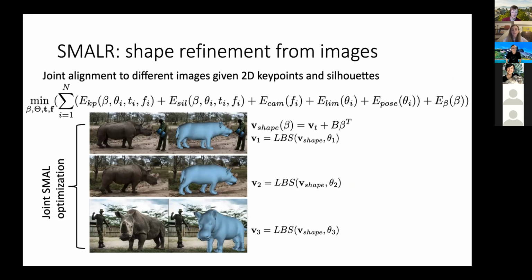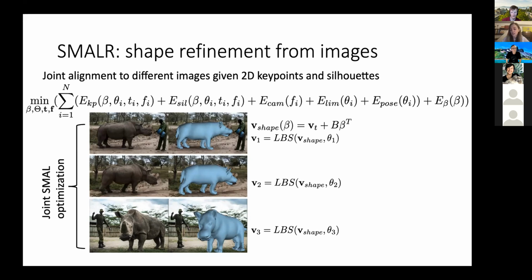is a joint alignment over all these images, given again 2D keypoints and silhouettes, so we can minimize this energy. And now we are assuming the shape is the same, so we have a single beta variable and a set of pose variables, one for each image, translation, and focal length variables. So if we do this, we obtain for the rhino the closest approximation to rhinos in the SMAL shape space, which is this sort of big hippo.